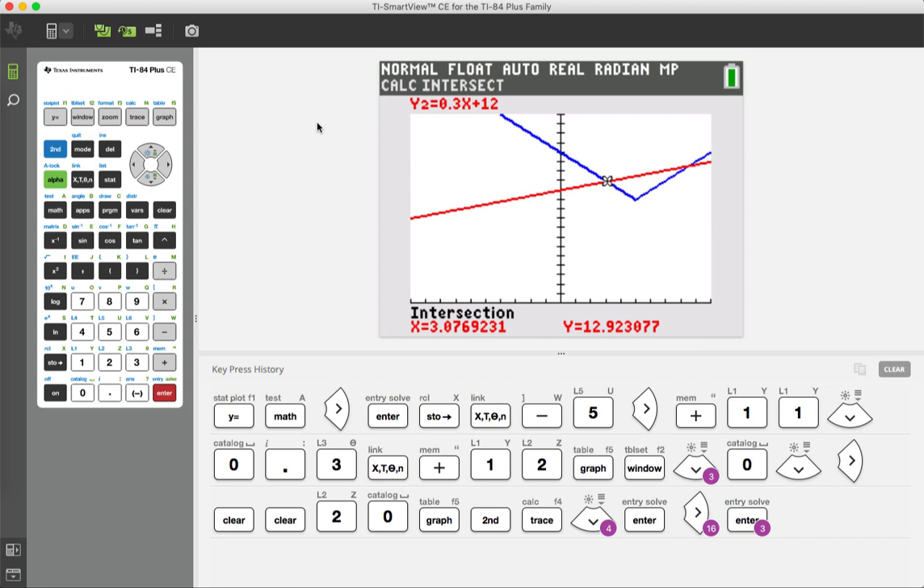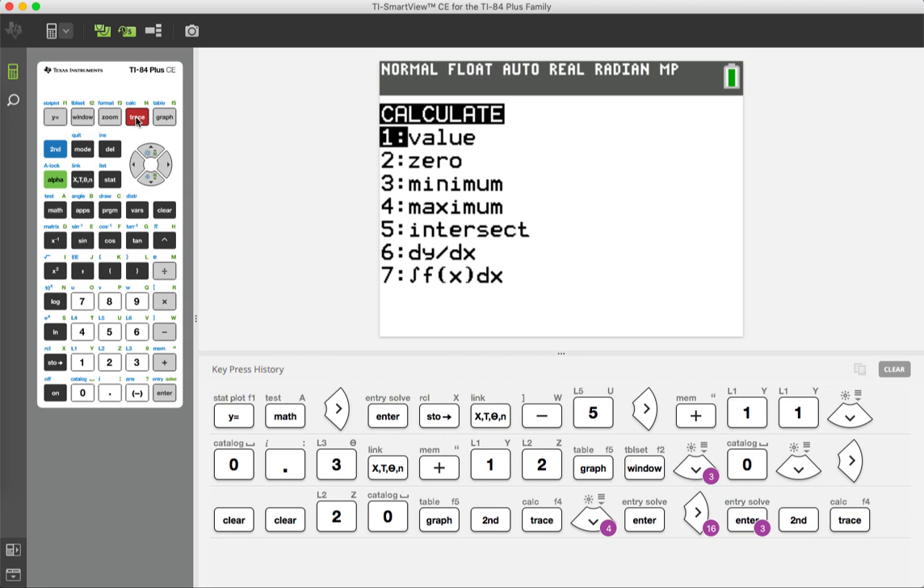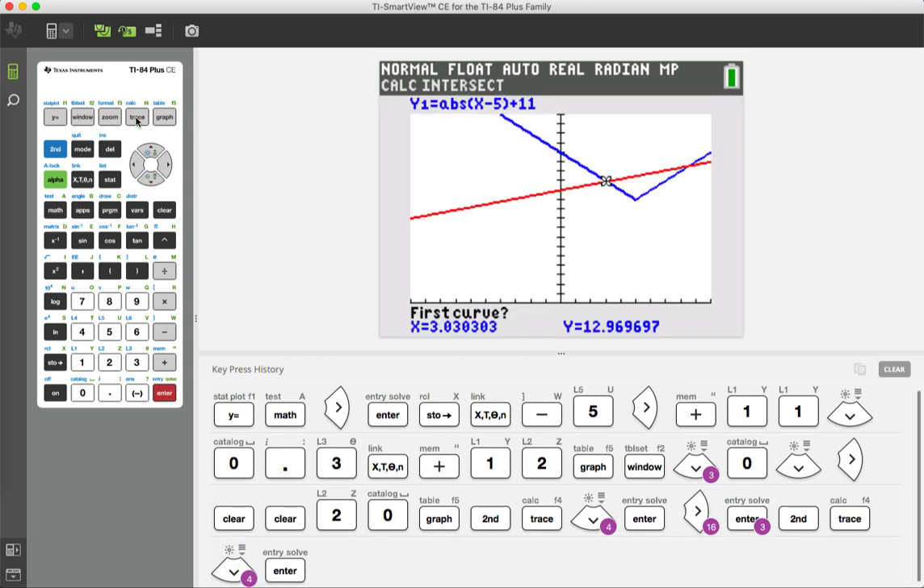12.923077. And if we want to calculate the other point of intersection, we do the exact same process. We go second trace down to intersect. And now we're going to move our cursor just by hitting the right arrow key closer to the second point of intersection. Hit enter again. And we get the second point of intersection is x equals 8.571428 and y equals 14.571429. And just like that, we have solved for our point of intersection.